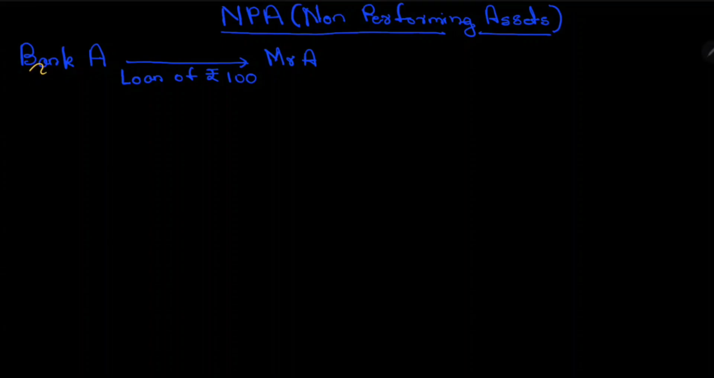Let's say there is a bank named Bank A. It has given a loan of rupees 100 to a person named Mr. A. Now, Mr. A is having financial trouble and he is not able to repay the interest and principal on this loan of rupees 100. The loan remains overdue for more than 90 days. Now, as per the RBI regulations in India, whenever a loan remains overdue for more than 90 days, it becomes an NPA.